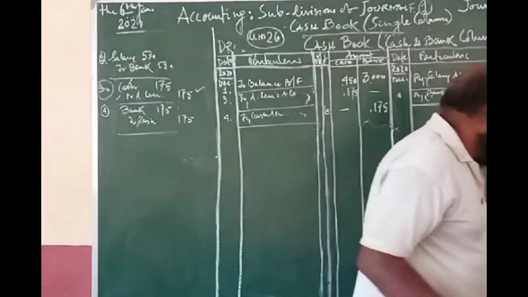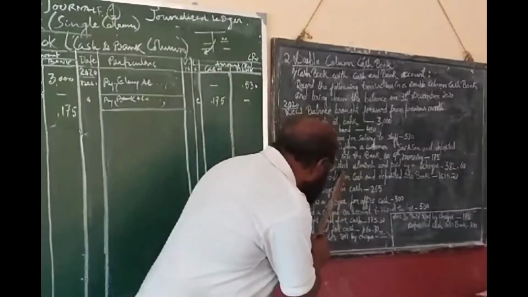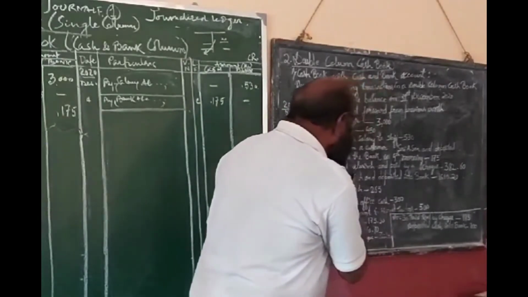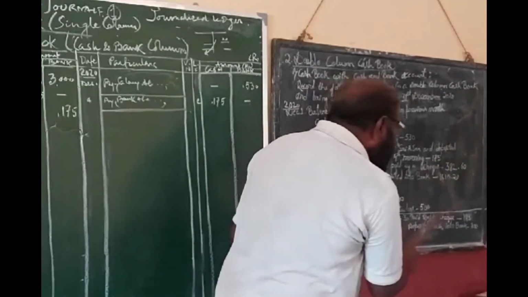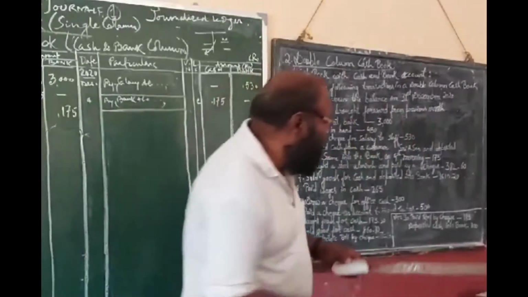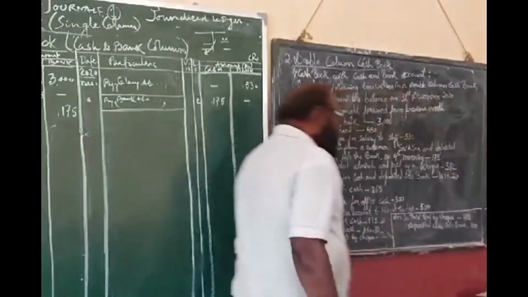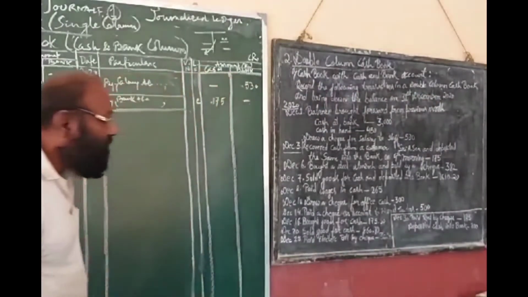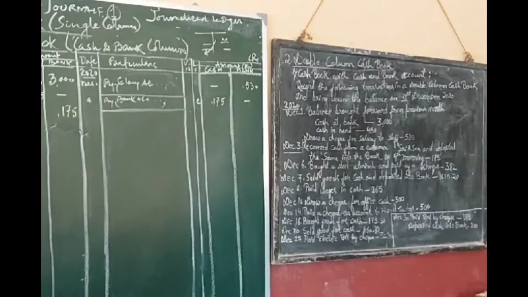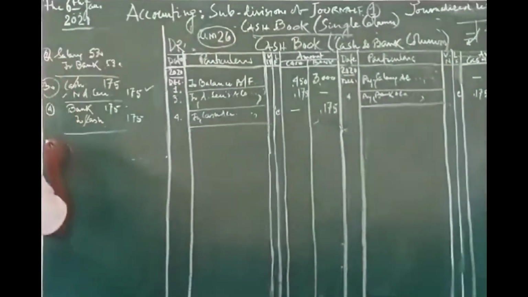Now, brought a steel almirah and paid by check. Brought a steel almirah and paid by check. So what is coming in? Whenever you are purchasing an almirah, it is your furniture. So furniture account is debited.